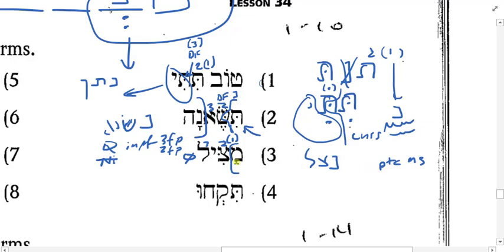Good. So I need to know what stem this is. How do I find that out? I look at the vowel under the mem. What vowel class is that? A class. And what stem takes A class vowels under the prefix like this? The hifil does. Good. So the hofal has a U class vowel, doesn't it? The qamets qatuf, not a qamets, but a qamets qatuf.